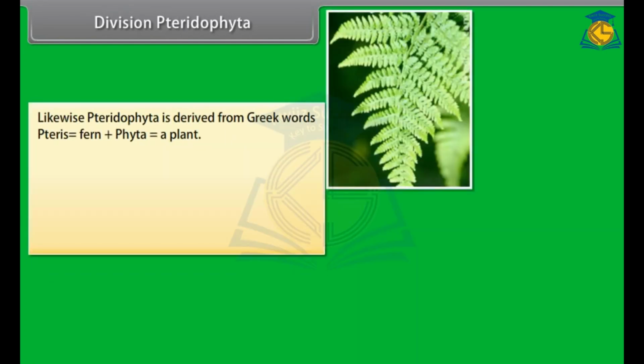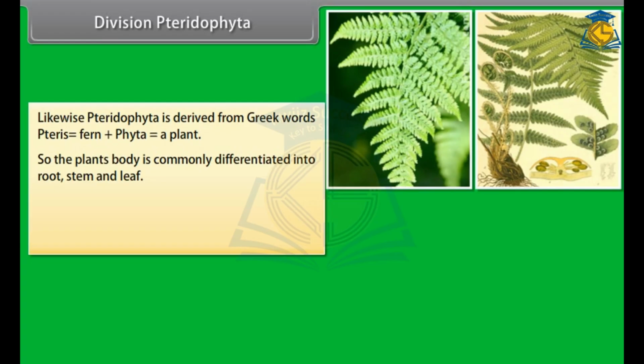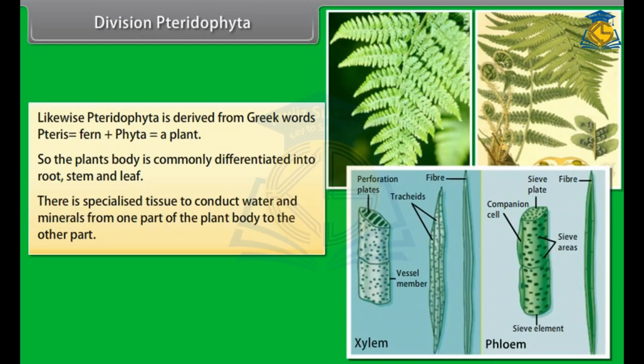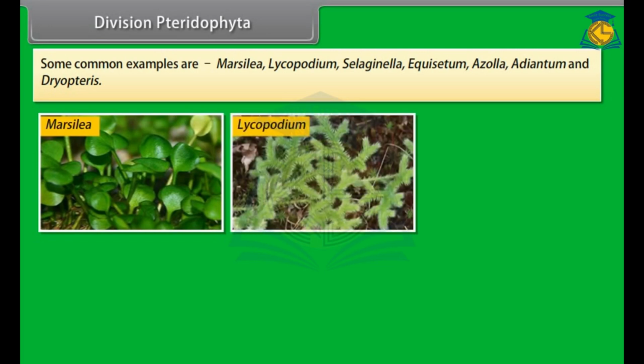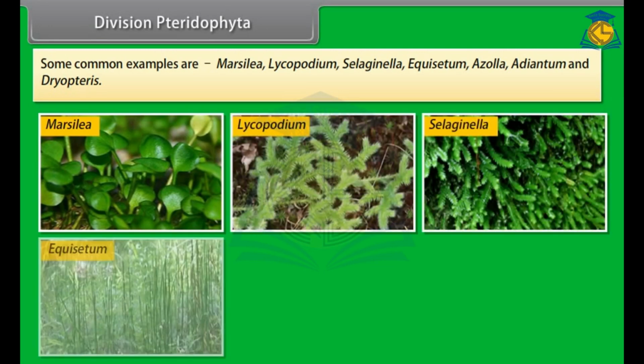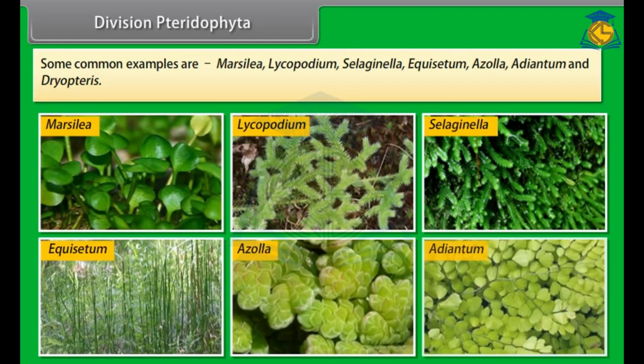Division Pteridophyta. Likewise, Pteridophyta is derived from the Greek words pteris, fern, plus phyta, a plant. So the plant's body is commonly differentiated into root, stem, and leaf. There is specialized tissue to conduct water and minerals from one part of the plant body to the other part. Some common examples are Marsilea, Lycopodium, Selaginella, Equisetum, Azolla, Adiantum, and Dryopteris.